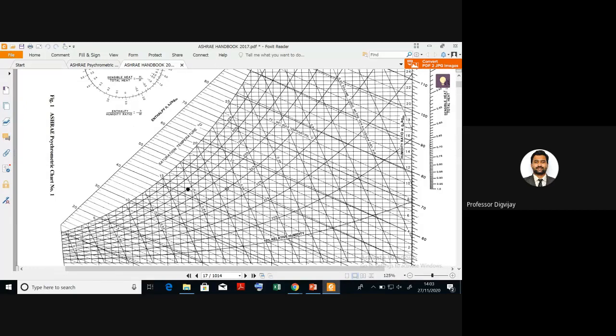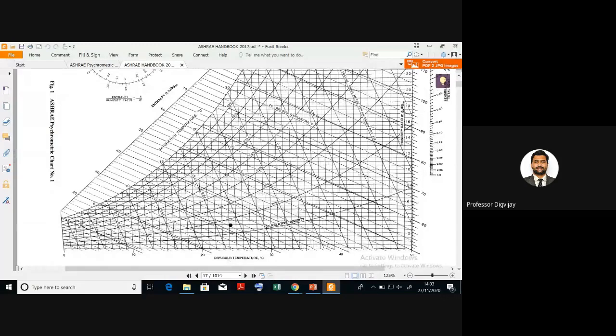Okay, so I will plot the points here, and the first point I will plot is outdoor air temperature. Outdoor air temperature here is given as 38 degrees Celsius DBT. So here I have 30, here 35, here 38. So this would be my 38 point. I have to go in vertical direction. Then I have to look for this inclined dotted line, 27 degrees Celsius WBT.